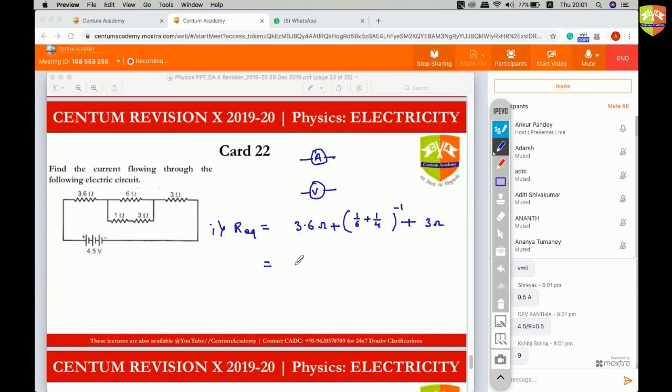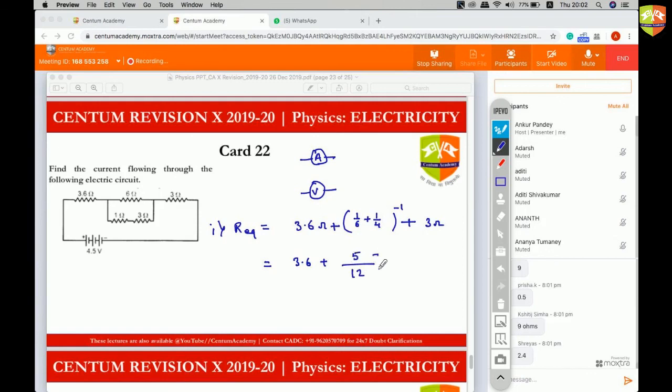Sure. Now, second step goes to calculation of current. Current is equal to V by R. R equivalent, V is 4.5 upon R equivalent is 9. So 0.5 ampere current is the answer.